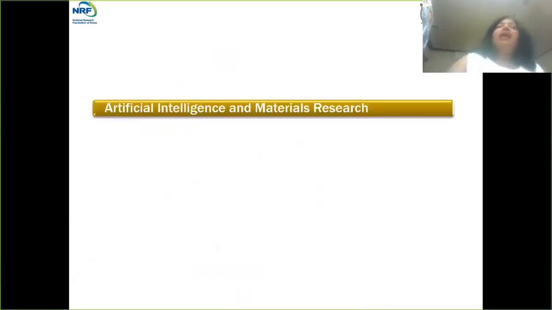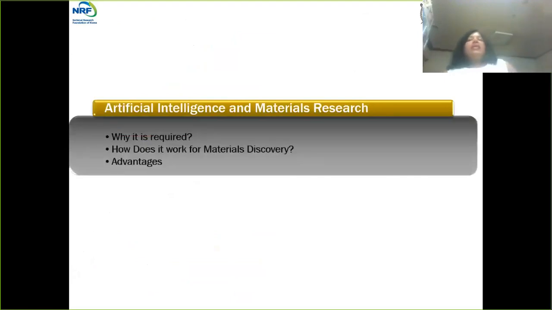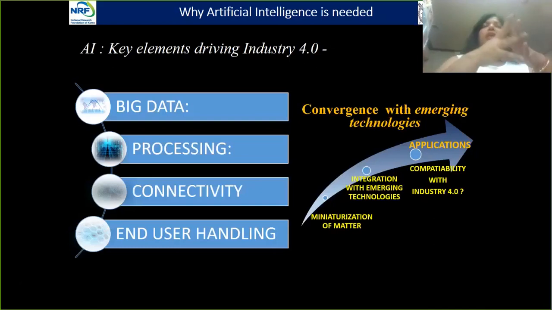Now, how can artificial intelligence help material research? Why is it required, how does it work for material discovery or material science, I would say, and what are the advantages? So here I would like to introduce a term, Industry 4.0. You might have heard about this quite a lot. So AI is the key element which drives Industry 4.0.